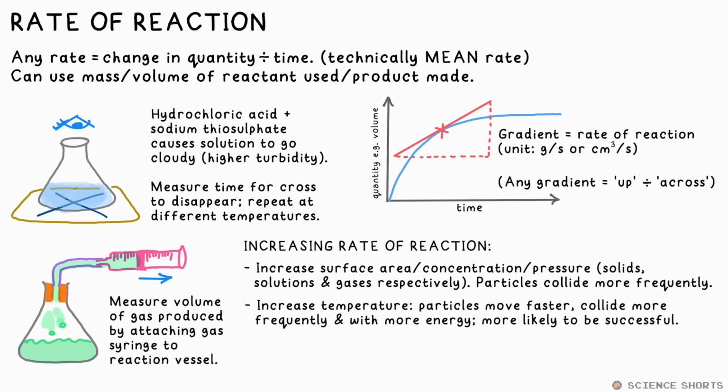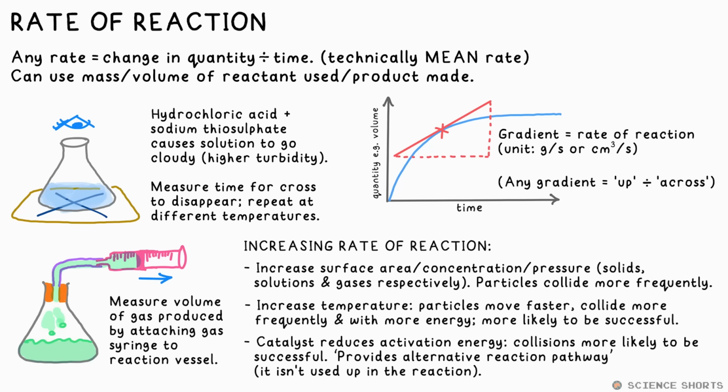Increasing temperature does that too due to the particles moving more quickly, but there's an added bonus that they also collide with more energy, meaning they're more likely to react when they collide, due to activation energy and all that. Finally, adding a catalyst also increases rate as it reduces the activation energy needed, so particles are more likely to collide successfully and react. Another slightly weird modern way of putting it is that a catalyst provides an alternative reaction pathway. Any catalyst is not used up in a reaction though. It's not a reactant or product itself.